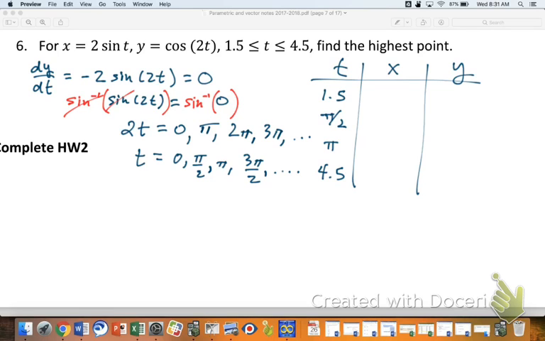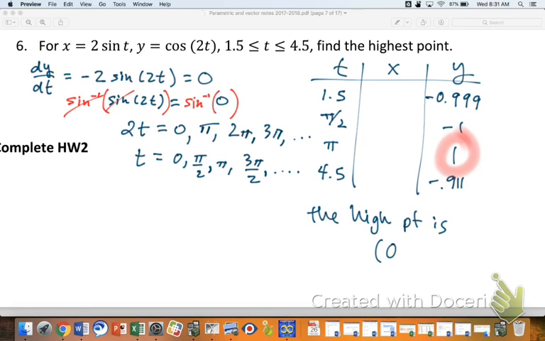When you plug in a 1.5, what do you get for a y? 0.999? Okay. When you plug in a pi over 2, you get cosine of pi, which is -1. You plug in a pi, you get cosine of 2 pi, which is 1. And then 4.5, when you plug that in, what do you get? -0.911. Okay. Must be negative 0.9 for the 1.5 one. Doesn't really matter though. You're looking for the highest point, so isn't this our highest y? Right there. So you'd plug in the pi to get the x to go with that. So 2 sine of pi is 0. So you'd say the high point is 0, comma, 1.